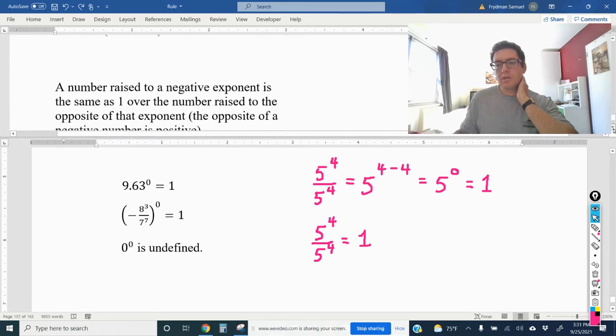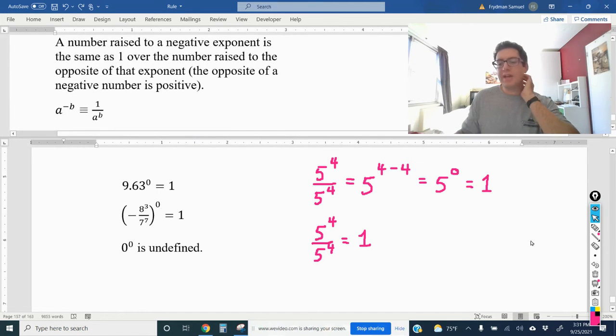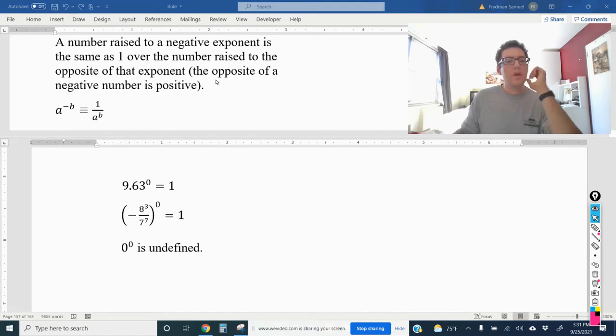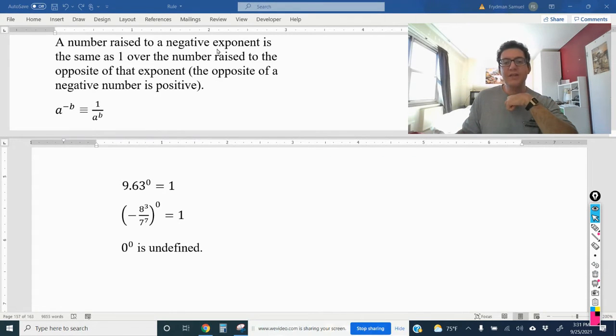to a number raised to a negative exponent. So a number raised to a negative exponent is the same as 1 over the number raised to the opposite of that exponent. And the opposite of a negative number is positive. So if we have a to the negative b, we are defining that to be 1 over a to the b. And remember, when we define something, it means that we are inventing this rule now. We didn't have this rule before, but now we're sort of adding this rule to our game.